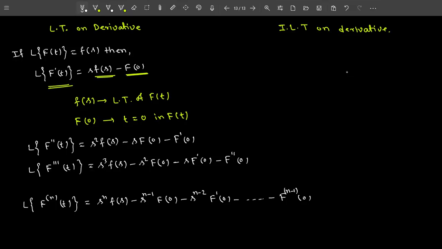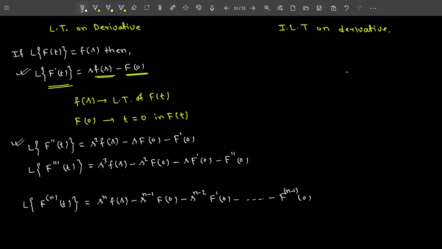But remember, you just have to apply these formulas. If you are given a double derivative, then you have to use the second formula, and for a single derivative you have to use the first formula. Clear? Now for inverse Laplace transform, the formula is very simple, and let me tell you, in inverse Laplace transform you cannot calculate by applying the inverse Laplace operator on this result. So you have to remember the formula.